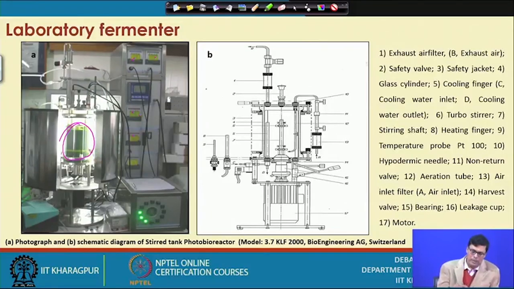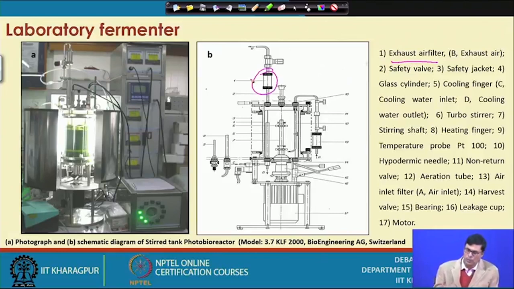As for example, for temperature we use a thermistor that is connected, and we find out how much temperature is there. We have a pH probe that measures the pH. We have a dissolved oxygen probe, which measures the dissolved oxygen concentration in the fermentation liquid. So these all play a very important role. Here you can see the different things that we have: the exhaust air filter, this is the exhaust air filter.